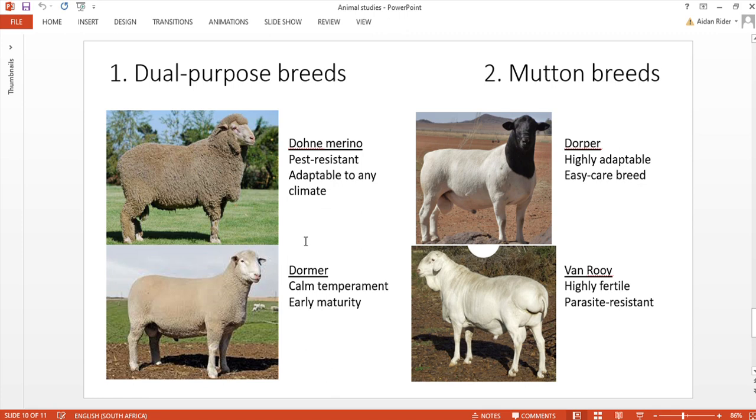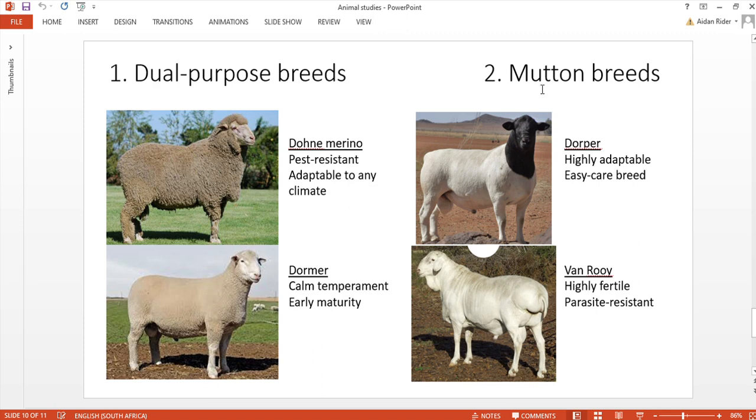Then we have the Dormer. The Dormer actually has a calm temperament, and also they mature early, so it means they can start reproducing and have babies at an early stage. You can see this guy actually has a bit less wool than the Merino. So generally, I think the main function of this type of sheep will be for meat, not for wool, because it doesn't really have a lot of wool. You can see at the top of the face as well, the wool is not as thick on the forehead as, say, the Dohne Merino.